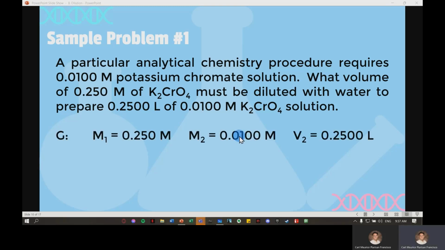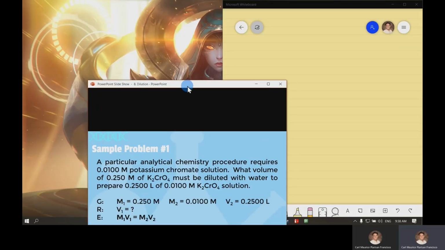Okay. So let me write the given. The given are the following. The initial concentration is 0.250 molar. The final concentration according to the problem is 0.0100 molar. And the final volume would be 0.2500 liters. The requirement according to the problem is what volume of 0.250 molar potassium chromate. And then we have the equation M1V1 is equal to M2V2.